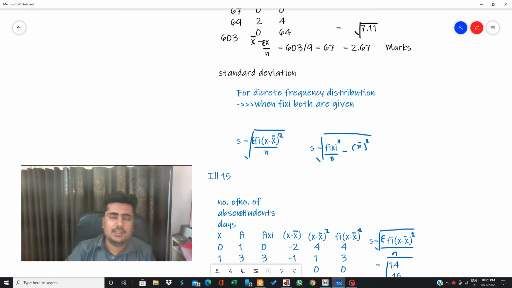In the last lecture, we had seen the topic of standard deviation. Till now, we had completed standard deviation for raw data, that is, when only xi is given. Then, in the last lecture, we started standard deviation for discrete frequency data, that is, when fi and xi both are given.